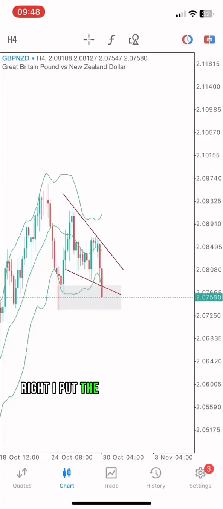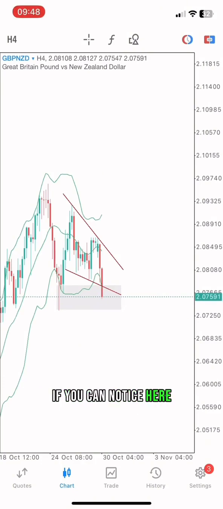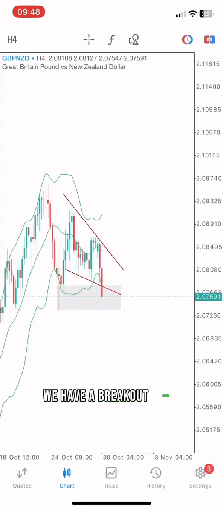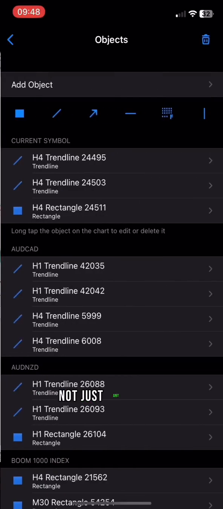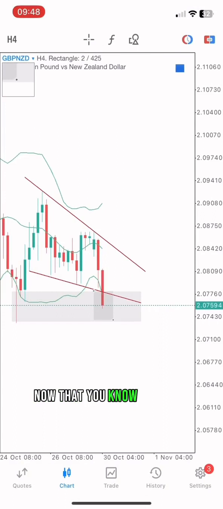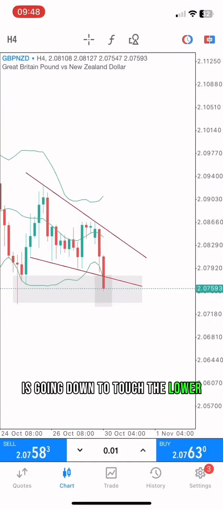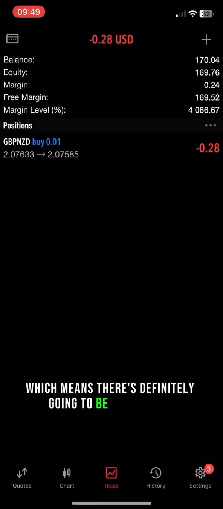Right, I put the Bollinger Bands so that I can use them. If you can notice here, we have something on the 4-hour time frame. We have a breakout, right? And when you have a breakout, you always know that there's going to be a retest. Not just any retest. Now that you know the price has gone down to touch the lower BB, which means there's definitely going to be that retest.